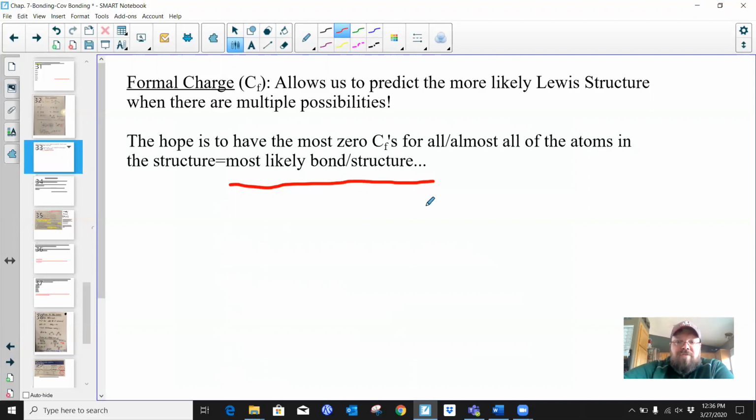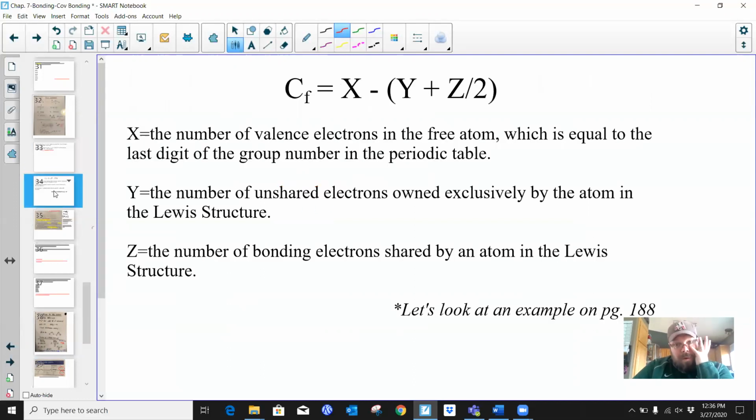Okay. All right. So let's move on with how to calculate these right now. So the formula for formal charge calculation. CF stands for formal charge.